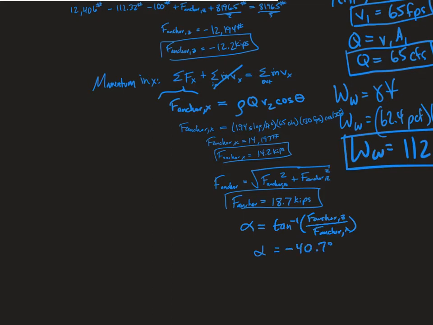40.7 degrees. Okay, so that means that this anchoring force is going, so anchor x is in this direction, anchor z is in this direction, so it's going like that, and this angle is 40.7 degrees, and this is 18.7 kips. Okay, so that would be the resultant.